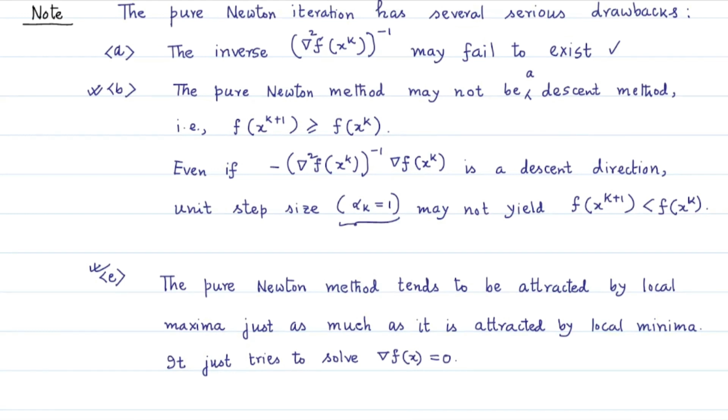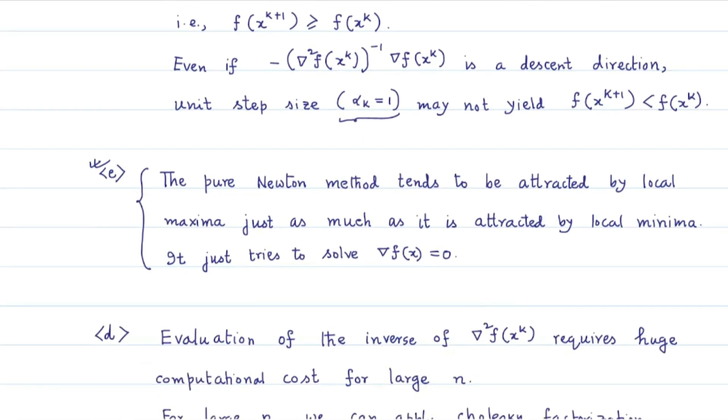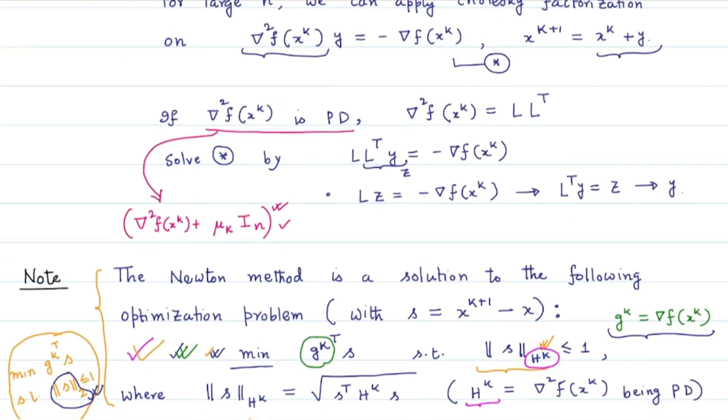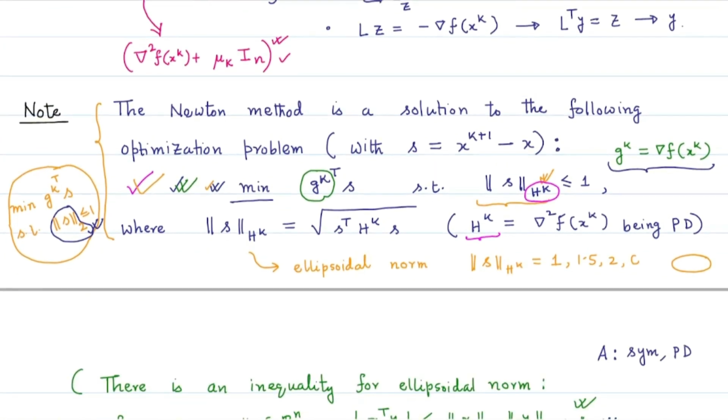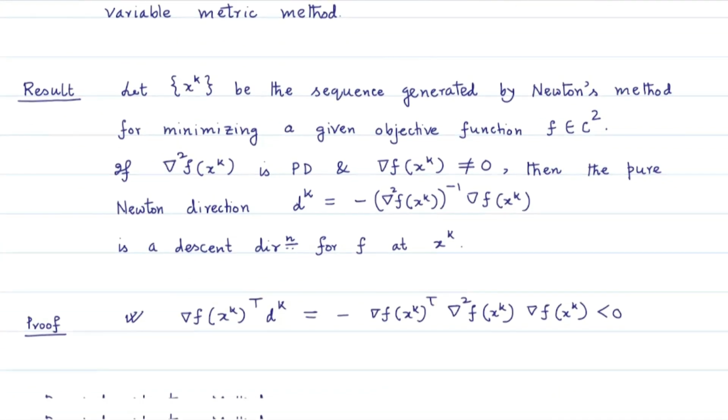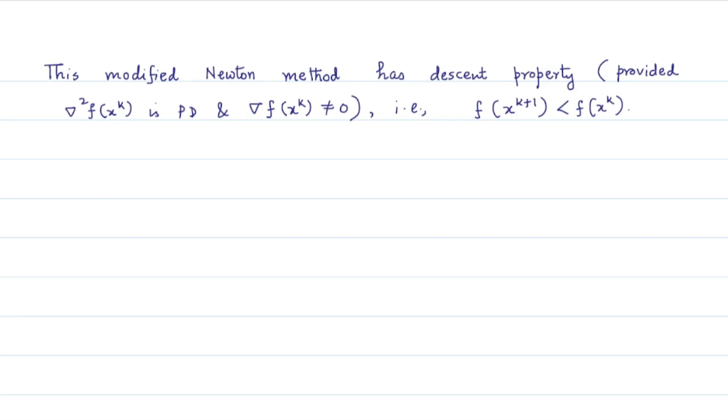Now for the next drawback, I have already mentioned that this drawback is not a very crucial drawback, and it is there even for every descent method. For the next drawback, that evaluation of inverse Hessian requires high computational cost, I have already mentioned that we can employ the Cholesky factorization. So next we will go to checking if the Newton method has the quadratic termination property. That is, let us check whether the Newton method terminates within n iterations, providing a minimizer of a quadratic function of n variables that has positive definite Hessian.